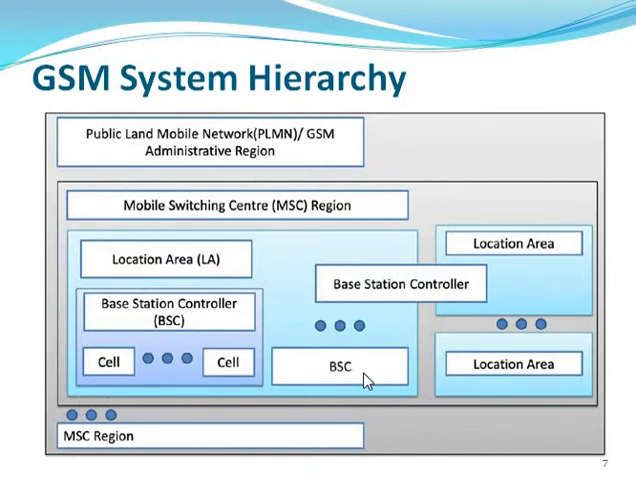Then we can also see the base station controller. A number of base stations are connected to each other across a number of locations or areas. There is also one master station controller which controls all the base stations for a particular location or area. So this is the main GSM system hierarchy.